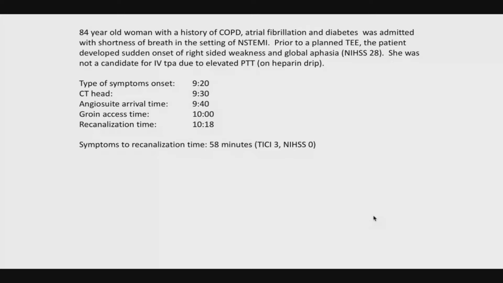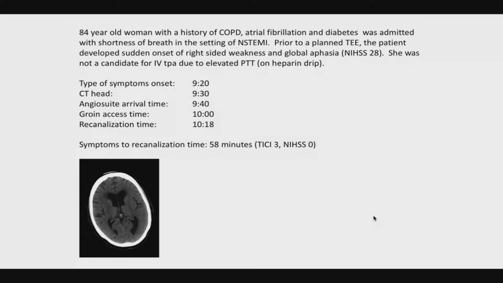Now, the time of onset of her symptoms was 9:20 a.m. CT head was done at 9:30 a.m. She arrived at the angio suite at 9:40 a.m. Groin puncture was at 10, and TICI 3 recanalization was at 10:18 a.m. So in less than 60 minutes, the patient was completely opened up.